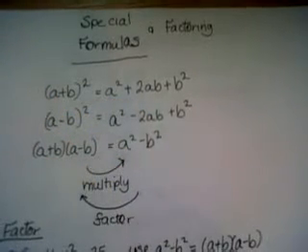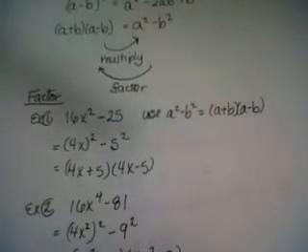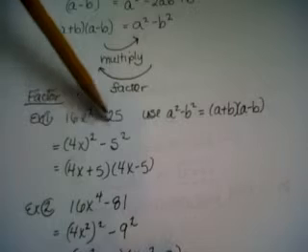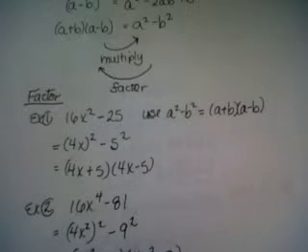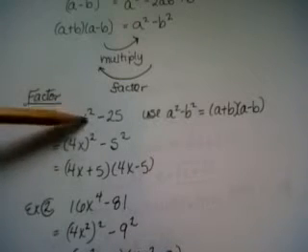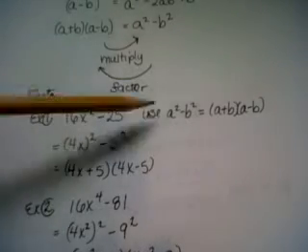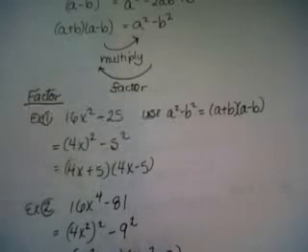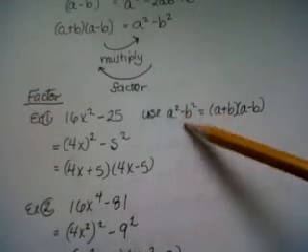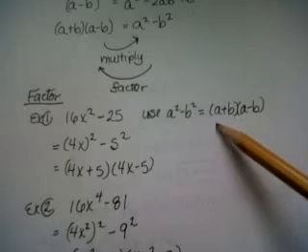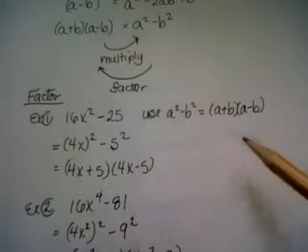So the first one we'll look at looks like this. You have 16x squared minus 25, and it says factor. And this is the difference of squares. What I notice is that there is a difference, which means subtract, and there's squares right there. So we're actually using this formula right here, which says that if I have a squared minus b squared, that's the same thing as saying a plus b and a minus b.